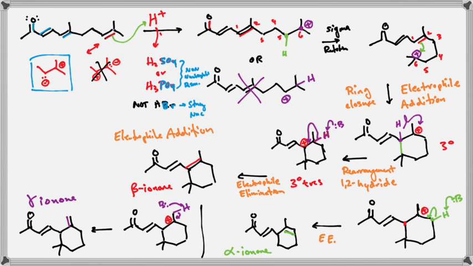Of those three products, do you like any one more or less than the others? Why do you like the beta ionone? It follows the most expected route. Okay, I can accept that. Why else might you like the beta ionone? If we look at the beta ionone, it's the more thermodynamically stable. It's the most substituted one.